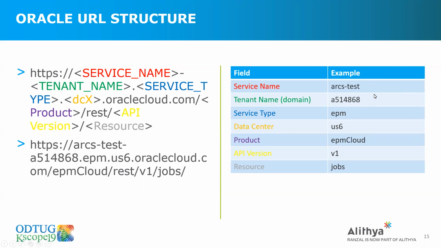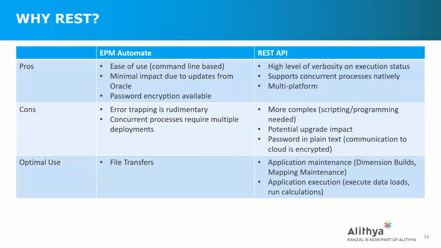My tenant name generally isn't going to change too often. Same thing with my data center, but my API version will. As Oracle updates and releases new versions of the REST API, that number can iterate and grow. So it can become 2, 3, 4, and so on. And also my resource, depending on the REST API call I'm making, that resource text may be different. So I just wanted to make sure that you understood the URL structure there. Again, I referenced this a little bit earlier, but we've got the REST API and we've got EPM Automate.